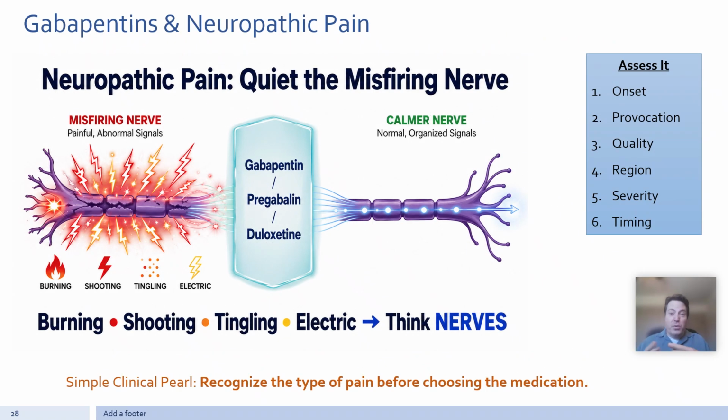Not all pain responds to traditional analgesics. Neuropathic pain, often described as burning, shooting, tingling, electric, comes from damaged or irritated nerves sometimes. Medications such as gabapentin, pregabalin, and duloxetine can help quiet that abnormal nerve signaling and reduce neuropathic pain. And the clinical pearl here is pretty simple, and that's to recognize the type of pain before choosing the medication. And so you want to do the assessment for the physician or the healthcare provider. They should be doing their own assessments anyway, but you can assess it using the OPQRST way of assessing it, and recognize the type of pain before choosing that medication.